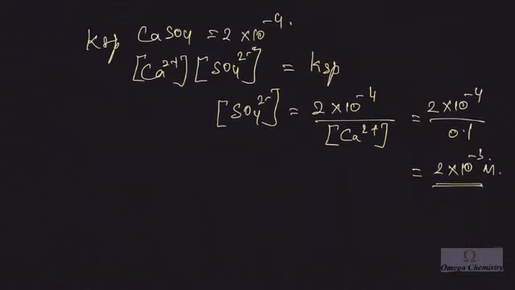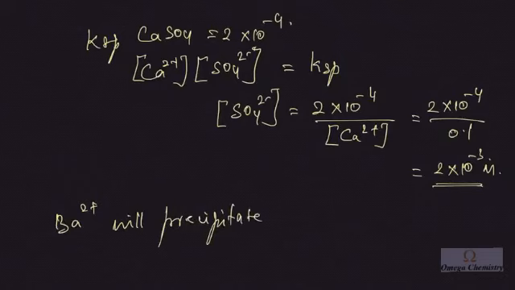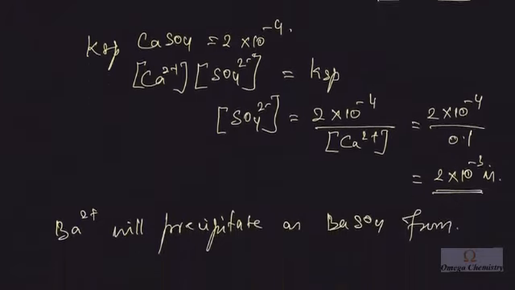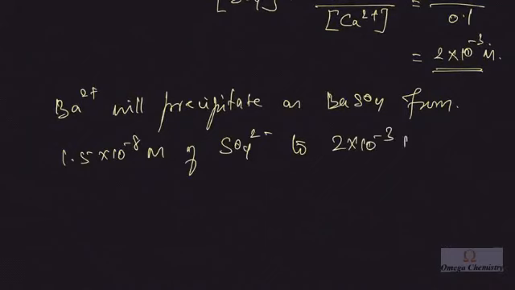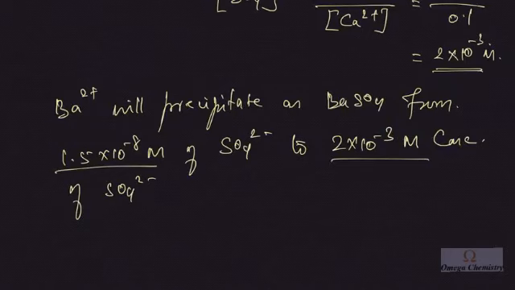So I can write like, barium ion will precipitate as barium sulfate from 1.5 × 10^-8 molar concentration of sulfate ion to 2 × 10^-3 molar concentration of sulfate ion. So it will keep on precipitating from this concentration of sulfate ion to this concentration, right? After that it will almost get completely precipitated.